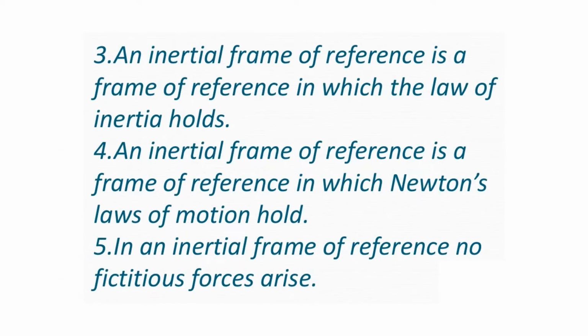Now number three, an inertial frame of reference is a frame of reference in which the law of inertia holds. Number four, an inertial frame of reference is a frame of reference in which Newton's laws of motion hold, which we are discussing overall in the topic of inertial and non-inertial frames of reference with their examples. Number five, in an inertial frame of reference, no fictitious force arises. As we are going to discuss for the non-inertial frame of reference, some kinds of fictitious forces also arise, and they are associated with the non-inertial frame of reference. But in an inertial frame of reference, there is no kind of fictitious force present. There are only actual changes in the motion of the body in the inertial frame of reference.